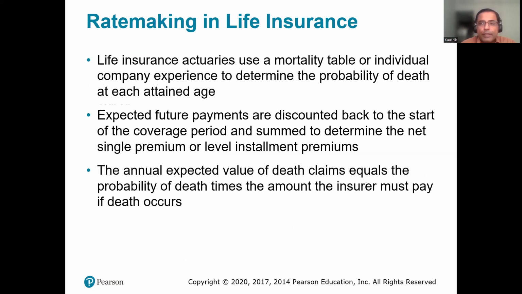Now we look at rate making in life insurance companies. So life insurance companies use mortality table to get the probability of death at different ages. Then this probability is multiplied by the amount to be paid if death occurs. So the company gets the future stream of payments possible at different ages. So these payments are discounted back to the start of the coverage period and the summation is done. That gives us the net premium to be charged or how that premium can be distributed over multiple periods.